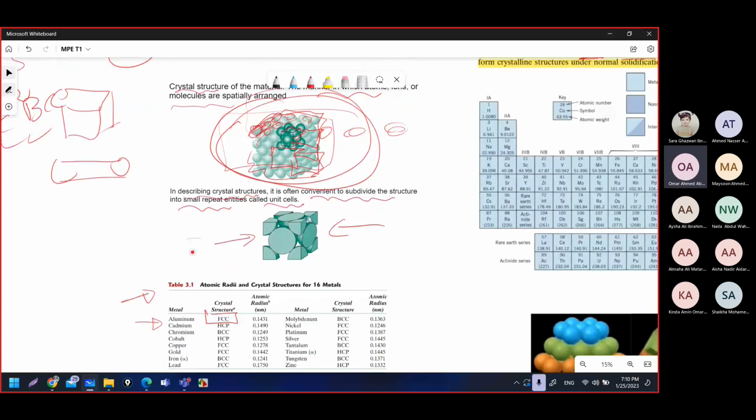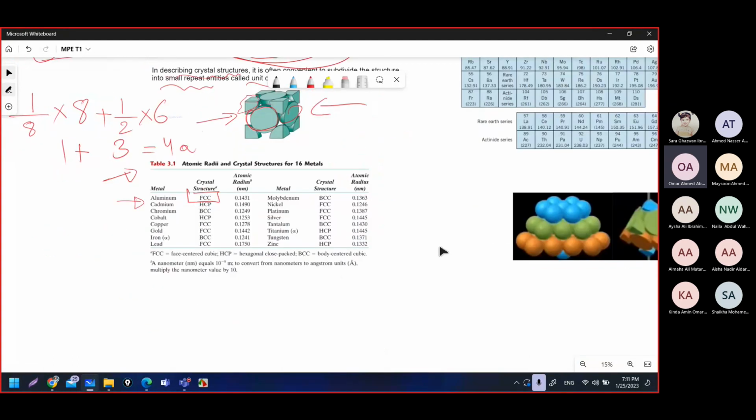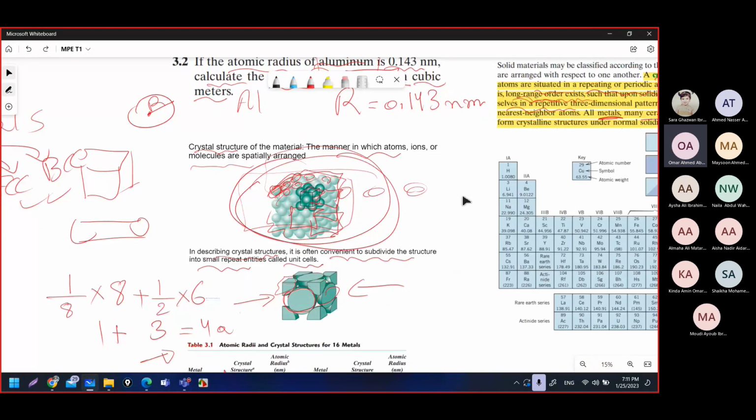The unit cell contains an eighth of an atom at each corner, and we have a half atom at each face of the cube, and we have 6 faces. So if we say that we have an eighth of an atom at each corner, and we have 8 corners, plus we have half an atom at each face, and we have 6 faces for the cube, we'll have 3 plus 1, we will have 4 atoms. That is the unit cell for the face-centered cube. Now in the question, what did he ask for? For the volume.